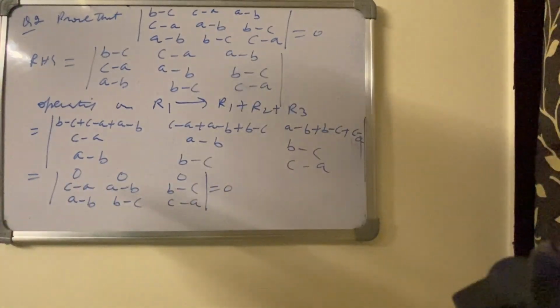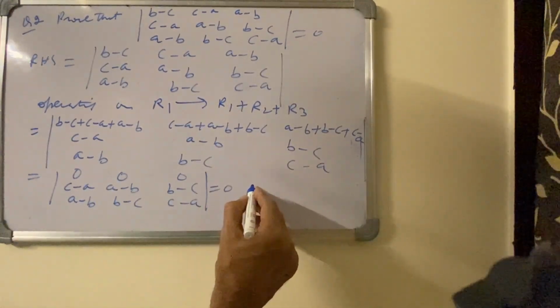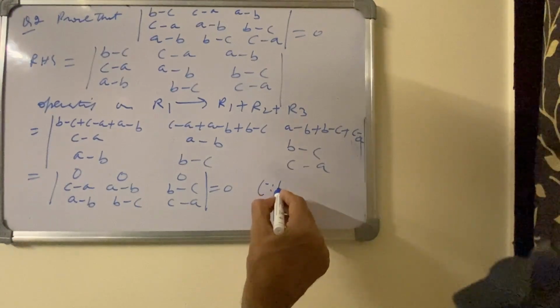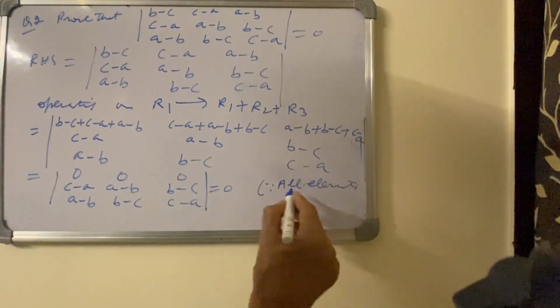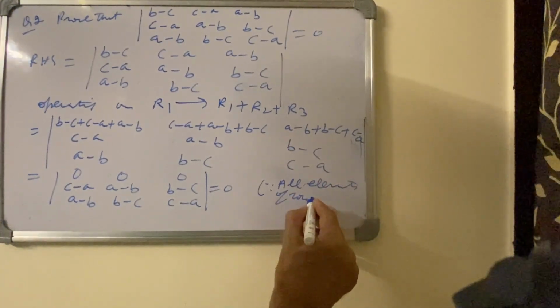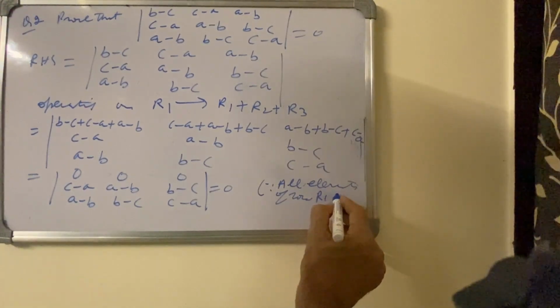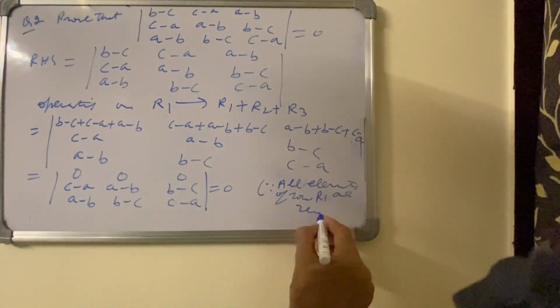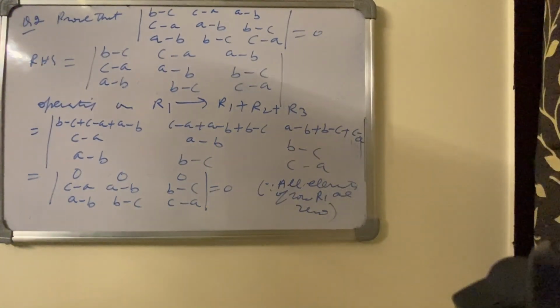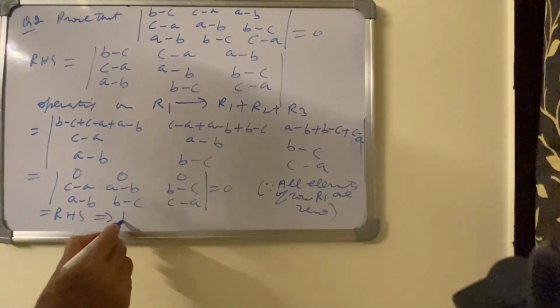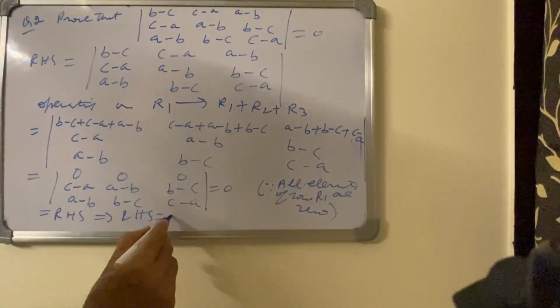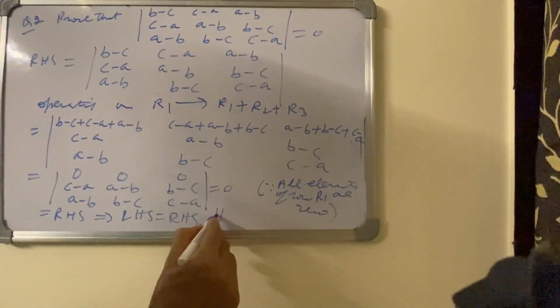Why? Because all elements of row 1 are 0. So we already know that when all the elements of any row or column are 0, then the value of the determinant is 0, which is equal to right hand side. So left hand side is equal to right hand side, as proved.